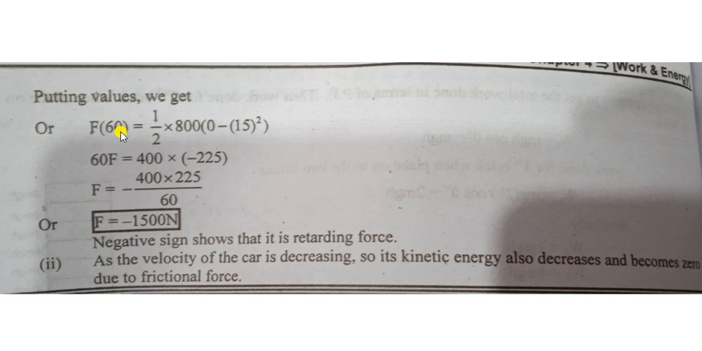So putting the values of displacement, distance covered, final velocity zero, initial velocity was 15 meter per second, we have the value of the force that is equal to minus 1500 newton. So this is the value of the retarding force. Here the negative sign shows that it is a retarding force because it is acting against the motion of the car. This is the retarding force or the resistive force.